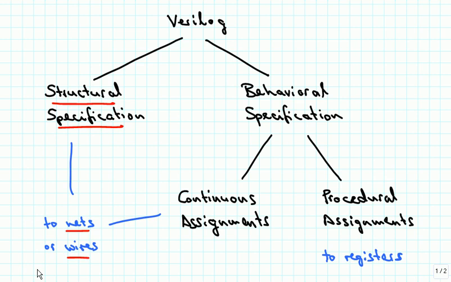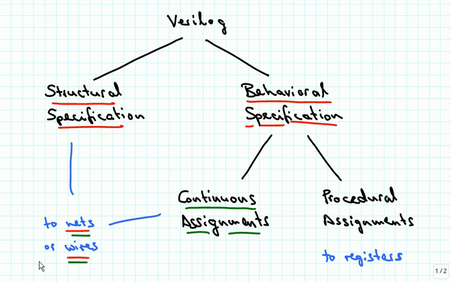And then there is the behavioral specification, where we do not tell Verilog what we think the circuit should look like. We just tell Verilog what we think the circuit should be doing. And there are two distinct versions here of doing a behavioral specification. One is a continuous assignment, which again uses nets and wires for the connection between components. In this case, just components that are specified on a behavioral level, like, for example, a multiplexer.